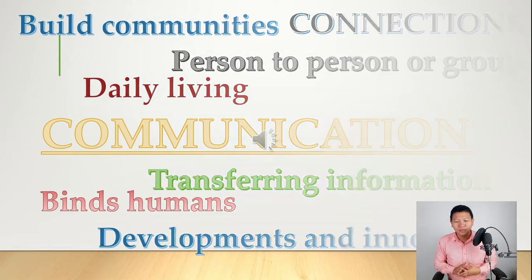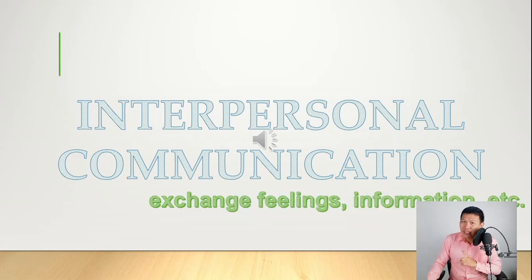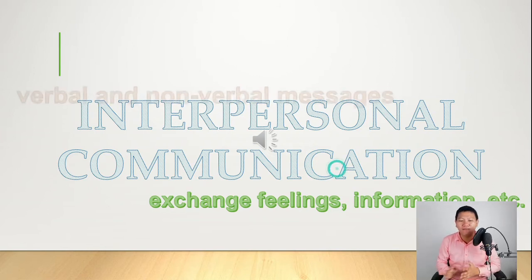Okay? Now, there are two general forms of communication. We have the interpersonal and we have the intrapersonal. For today's lesson, our focus is interpersonal communication. So what is interpersonal communication? It is a process of exchanging feelings, information, and others. Exchanging, meaning to say there are two or more persons involved. That's why it's interpersonal. It's like inter-barangay. Different barangays compete with one another. So in interpersonal communication, different persons communicate with one another. They exchange ideas and feelings.